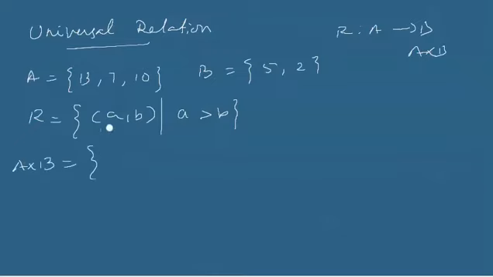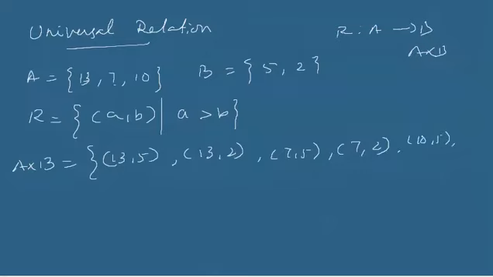So A cross B is equal to: the first ordered pair is (13, 5), second is (13, 2). Write in order always. The next ones are (7, 5) and (7, 2), and the last ones are (10, 5) and (10, 2). So this is our A cross B. The first step is over. Now what about the second step? According to the given condition, R is equal to all the ordered pairs (a, b) such that the first element a is greater than the second element b.